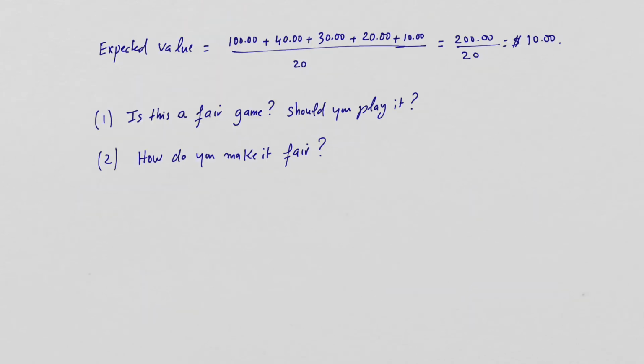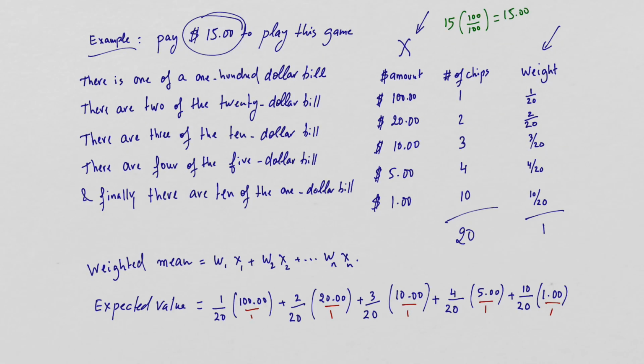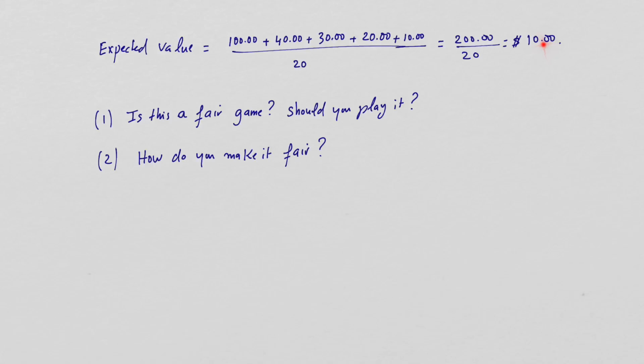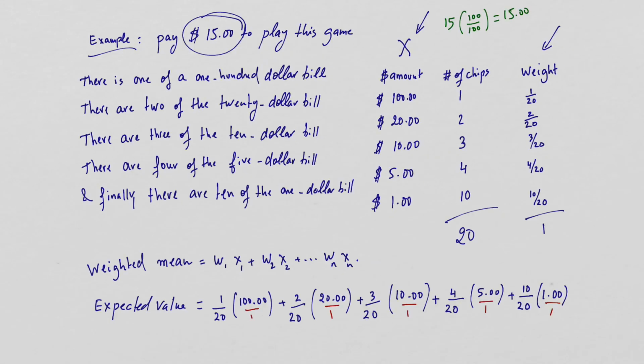So how would you make it a fair game? There are a couple of things you can do. For one, you definitely shouldn't play anyway. But one thing you can do is go back to this guy who's playing this game with you and say, hey, I'll play this game if you drop this to $10. Because you're going to lose $10 and you're expected to win $10. That would be a fair game. So that's one way to do it. Would you be willing to drop this to 10? If they say no, then you walk away.